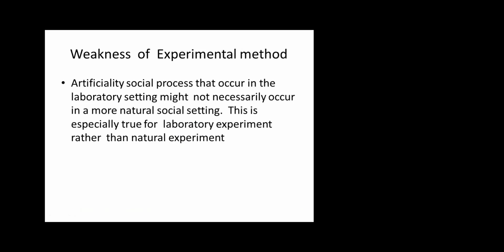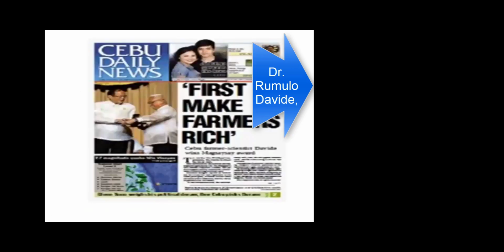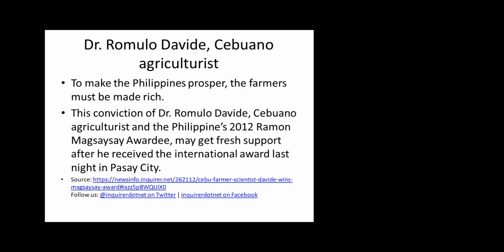Now, there are weaknesses of the experimental method. One is artificiality. It's too artificial. No? Maybe it's not true in the real situation. The other one is, I'd like to discuss this one. This is Dr. Davide. Dr. Davide is an agricultural scientist who won the Ramon Magsaysay International Award. He said that you first make farmers rich in order to what? To eliminate poverty. So what makes him a very good person?